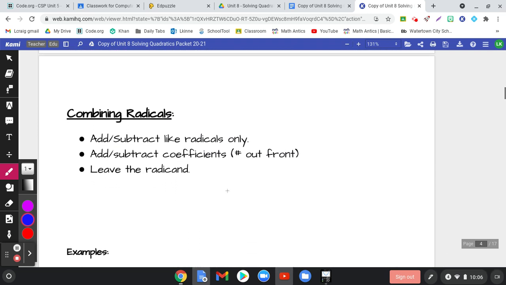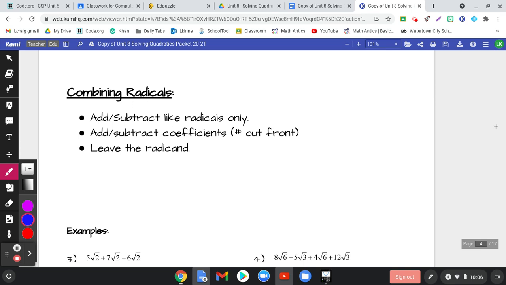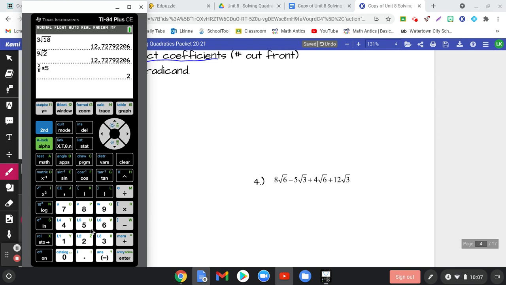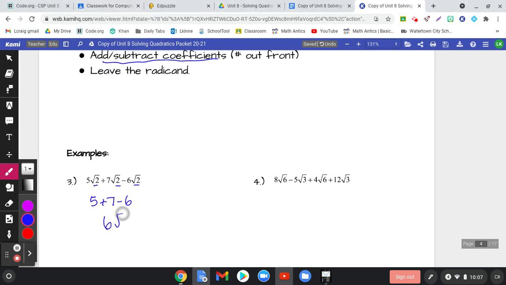The only other thing I wanted to bring up in this video, if you wanted to combine radicals, you want to add or subtract like radicals only, and you just add or subtract the coefficients, which just stand for the number out front. You leave the radicand, you leave the number that's under there. So these all have the same radical, so just add the 5 plus the 7 minus the 6. All right, so 5 plus 7 minus 6, if you're not sure, put it in your calculator. You don't put the radical 2 in. 6. So it's 6 radical 2. It's kind of like if you had an x with each of those. You would just leave the x.